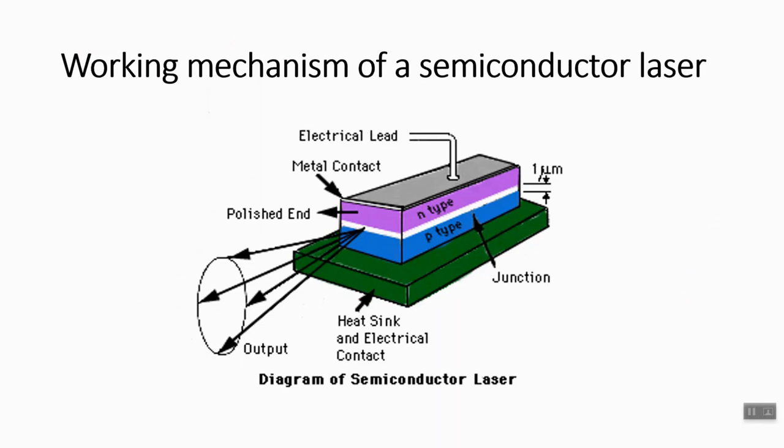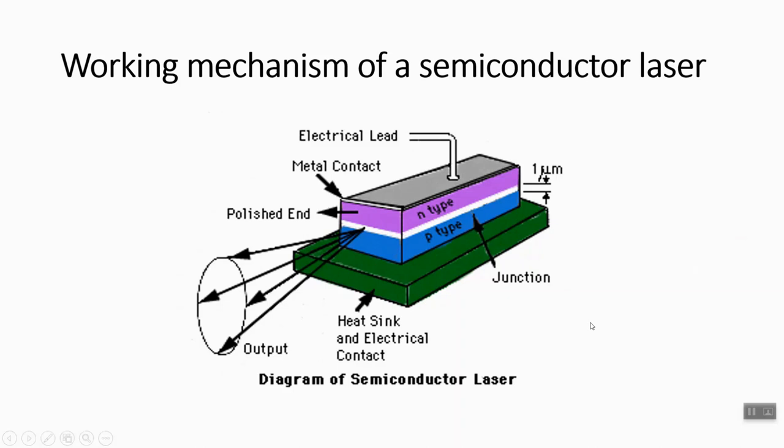Now let us study the working mechanism of a semiconductor laser in detail. Any semiconductor laser is nothing but an LED with heavily doped or degenerate P and N regions with forward biasing beyond a threshold value.